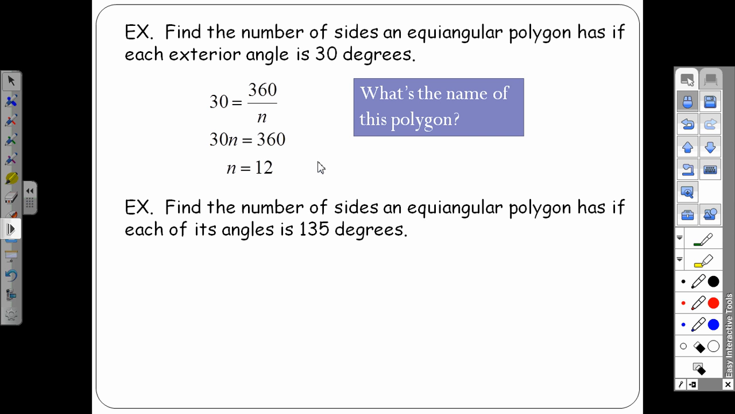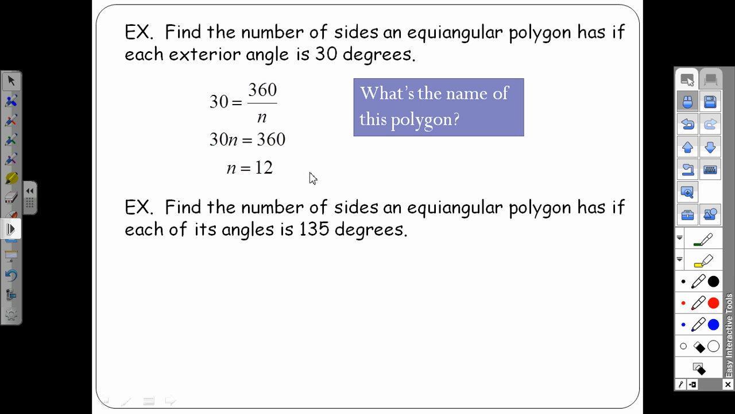All right, so here's a bonus question for you. What's the name of this polygon? So if it's 12 sides, what would that be? You probably are saying it's a dodecagon. Well, you have to be really, really careful because you have to call it an equiangular dodecagon. Okay, so equiangular dodecagon. If we just said dodecagon, this would not work because we wouldn't be able to use this formula. Okay, so watch out for that.